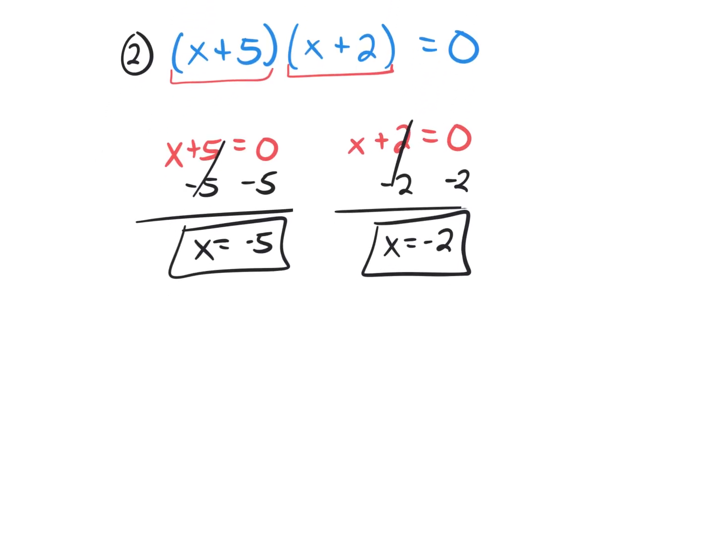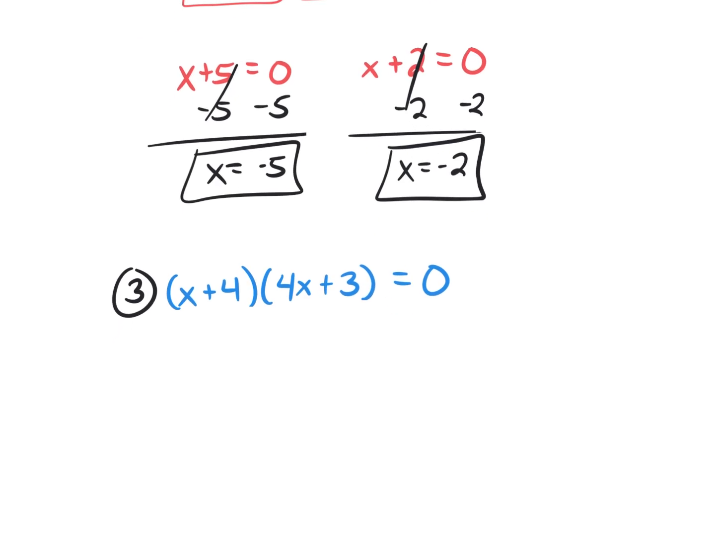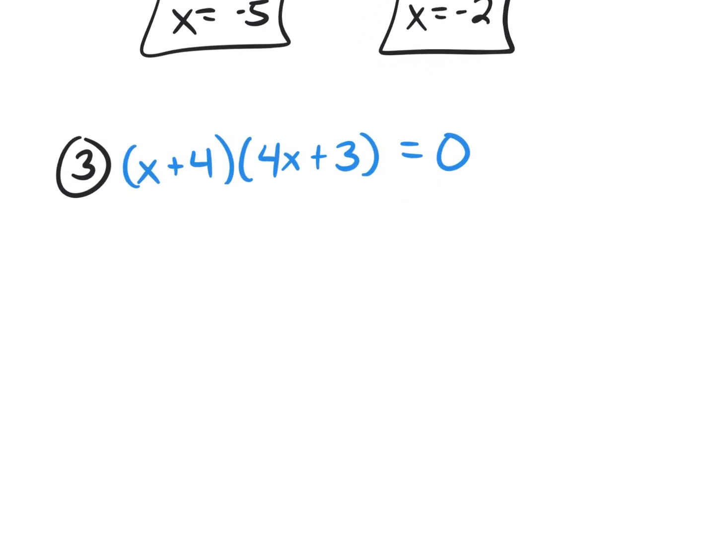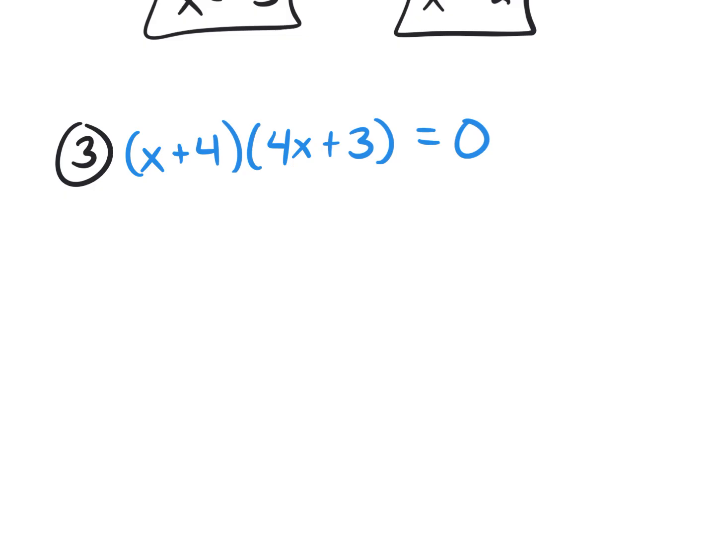Okay. One more like this. Let's look at x plus 4 times 4x plus 3 equals 0. Looking at them separately, our step 1 says, can we take anything out? Can we take anything out of x plus 4? No. Can we take anything out of 4x plus 3? No. Okay, so moving on to step 2.